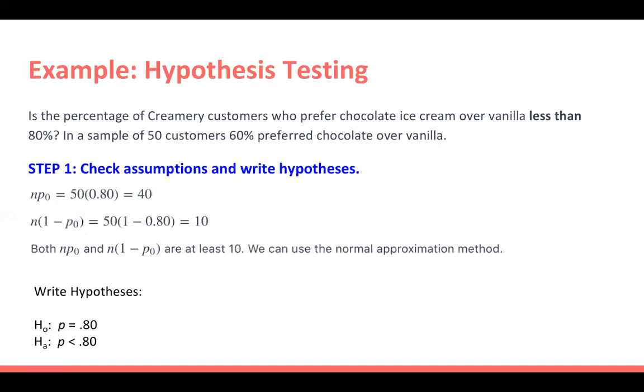So next we're going to write our hypotheses. Our null hypothesis is p, for proportion, is equal to 0.80. We'll use 0.80 here because we want to see if it is less than 80%, which is the standardized proportion in the problem. And we wouldn't use 60% here because that's what we got in our sample statistic. Moving on to our alternative hypothesis, p is less than 0.80, because we're doing a left tail test, and we want to know if the percentage of customers who prefer chocolate over vanilla is less than 80%.